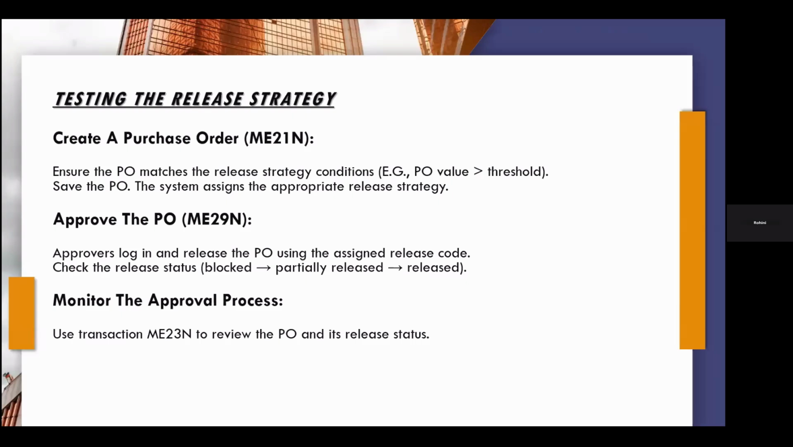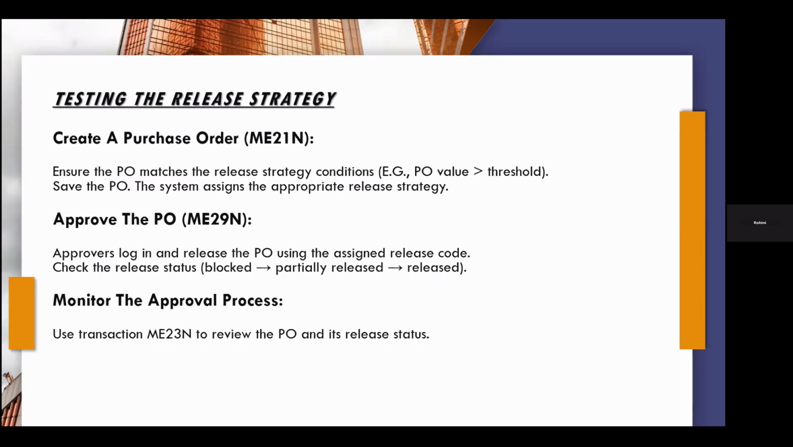Once everything is configured, we have to test whether we have created it correctly or not. For that, we have a testing procedure. First, we create the purchase order by using the T code ME21N. Ensure the PO matches the release strategy conditions, and save the PO. Then the system assigns the appropriate release strategy. Then go to the release code transaction, that is ME29N, and approve the document.